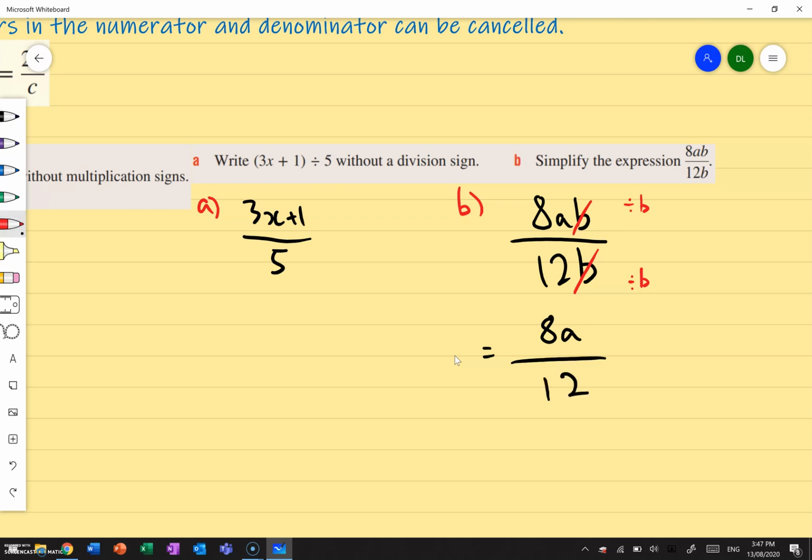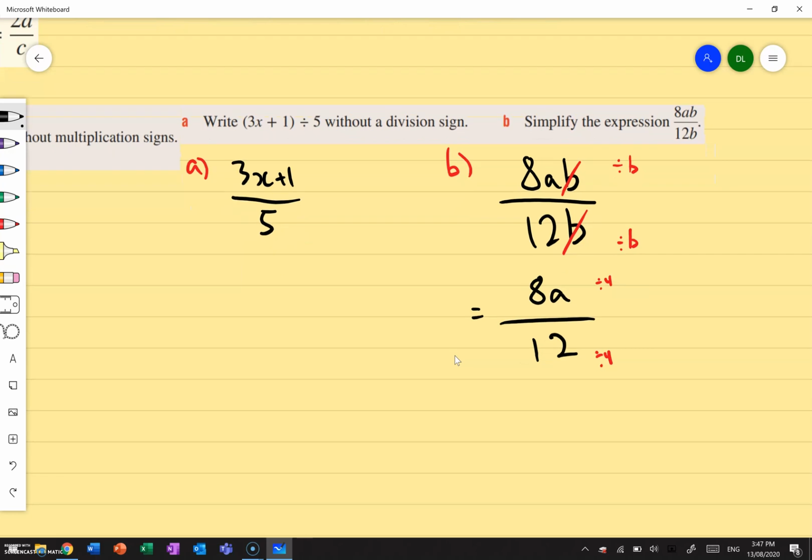But now I'm thinking, what goes into both 8A and 12? I know that 4 goes into both 8 and 12. So I'm going to divide the top by 4 and divide the bottom by 4. 8A divided by 4, in other words, what's 8 divided by 4? 2. And I can't forget the A, so I have to write A. And then over 12 divided by 4, which is 3. And that's it. Hopefully that makes sense. Best of luck.